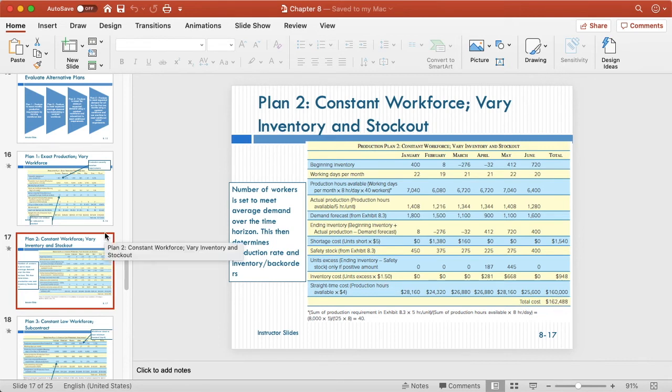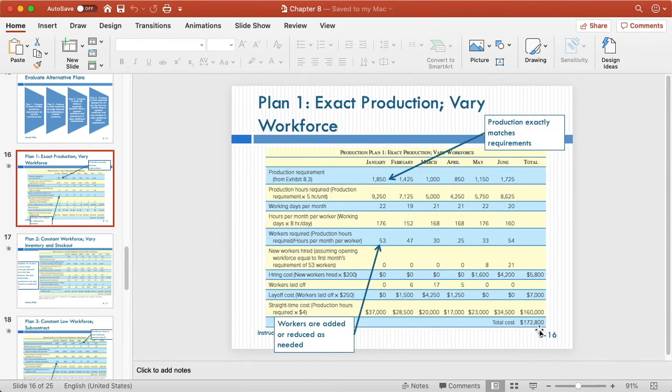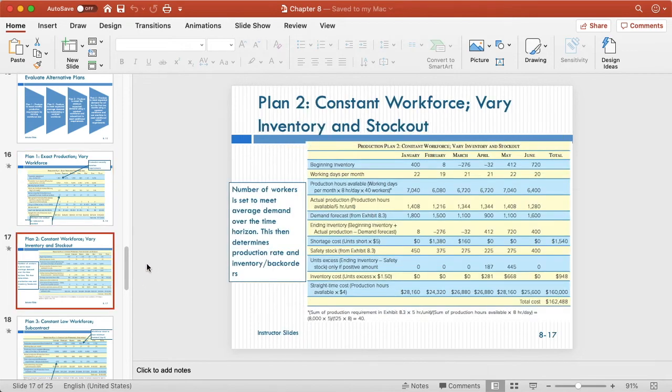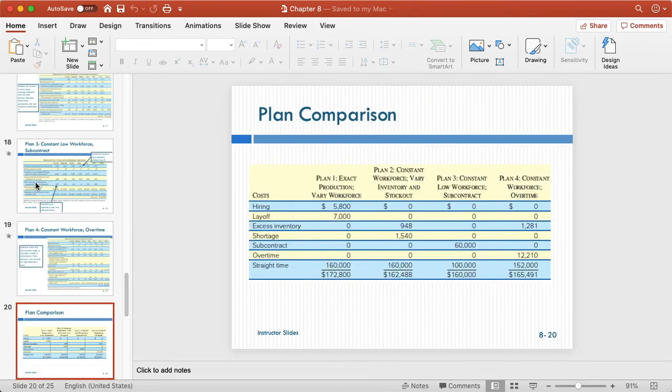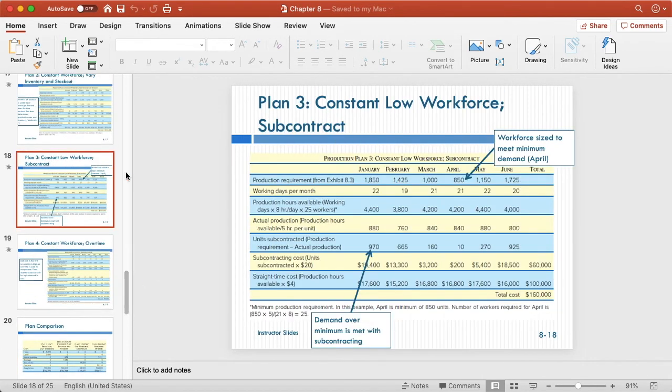Let's say if you only have 2 strategies, which plan should you choose? You should choose plan 2 because its total cost is lower. This is 162,488 and this is 172,800. That's why if you only have 2 plans, you should choose plan 2. But since right now we have 4 different plans, let's look at the third plan and the first plan, and then we make the decision.